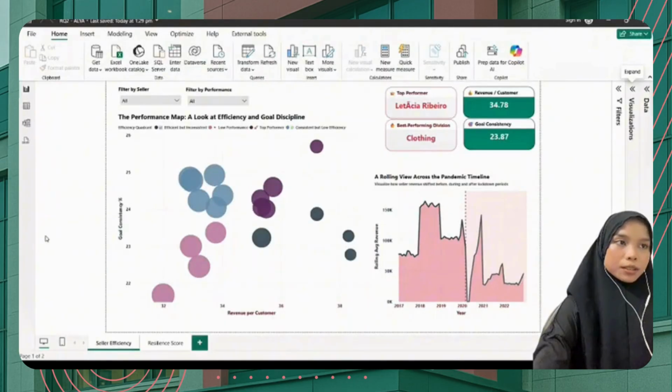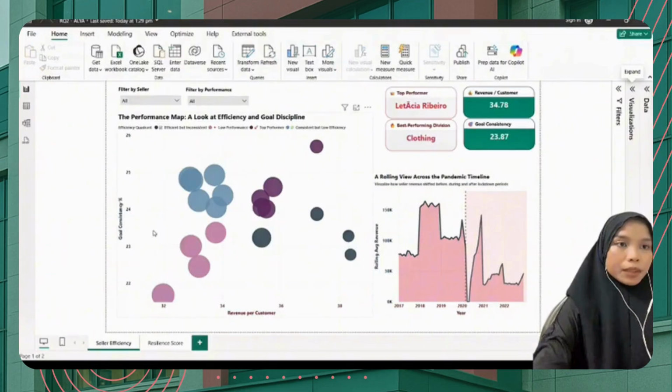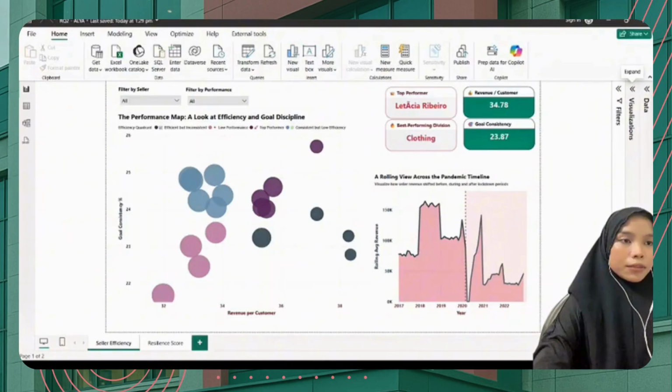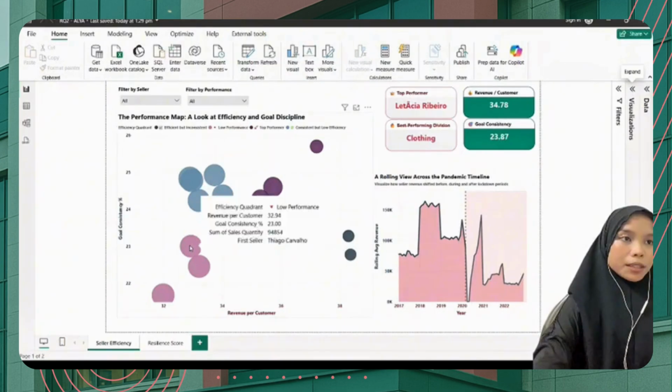Welcome to the seller efficiency dashboard. This is to answer our research question: which sellers consistently convert customer engagement into value? Let's begin with the scatter chart on the left. This visual maps all sellers based on two performance indicators: revenue per customer on the x-axis and goal consistency percentage on the y-axis. Each bubble represents one seller.